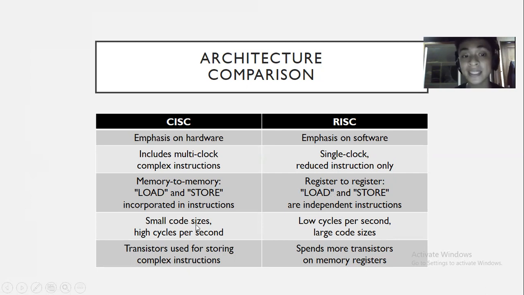CISC has small code sizes but high cycles per instruction. So again, this is a little repetitive, but CISC has fewer lines of code but more cycles, whereas RISC has fewer cycles per instruction but large code sizes. Transistors in CISC are used for storing complex instructions. So, for example, MULT does 3 distinct operations. They use transistors to store those instructions, whereas RISC uses more on memory registers.